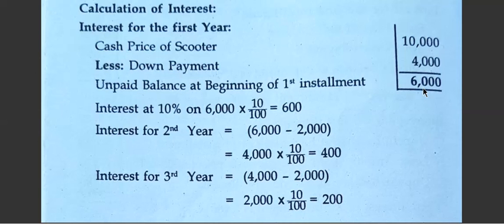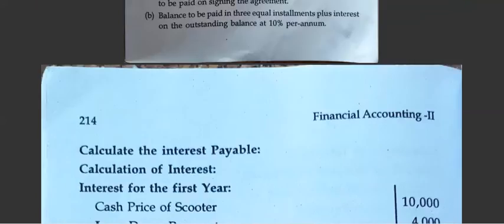10,000 deduct the down payment, you will get the remaining amount. On the remaining amount, calculate the interest. For the second year, the 2000 installment will be paid. On the remaining, you have to calculate interest. Third year beginning, the last year's installment 2000 paid, so 2000 into 10%. So the interest will be 600, 400 and 200. Okay, so this case you will follow when cash price is given, installment amount you know, but plus interest you don't know, and the rate of interest is given. In that case how to calculate the interest? These are the two cases.